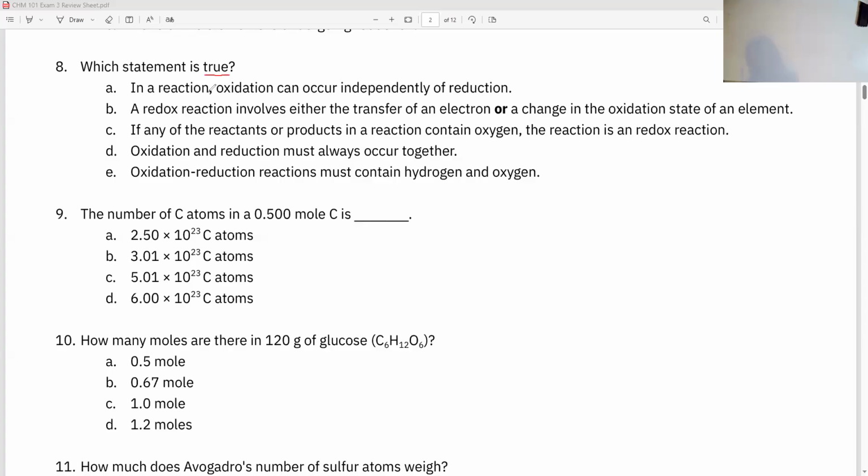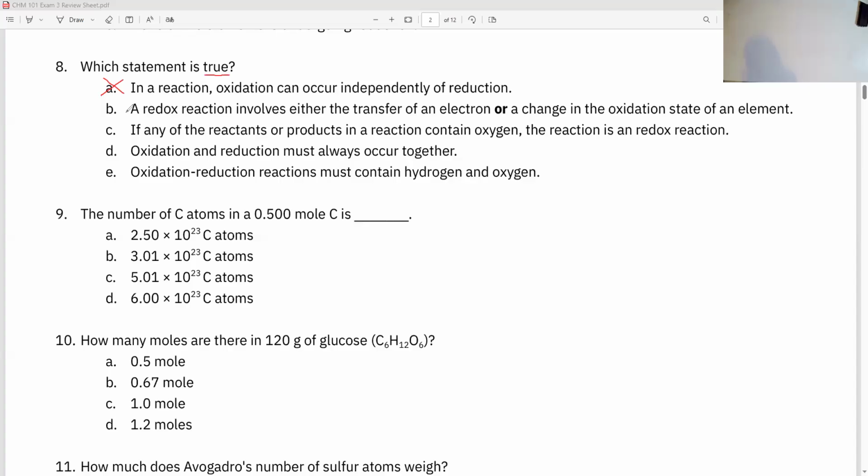So first statement, in a reaction, oxidation can occur independently of reduction. That's not true. That's never going to be true. These things always have to happen together. You can never have oxidation happen without reduction. You can never have reduction happen without oxidation.